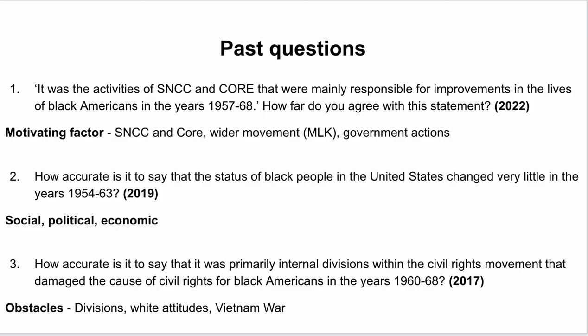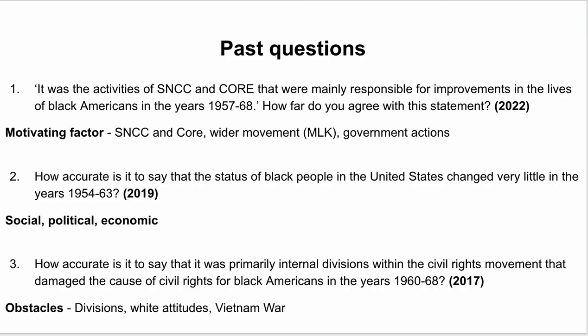Paragraph 1, SNCC and CORE. Paragraph 2, you could talk about the wider movement, Martin Luther King, or you could talk about Malcolm X, the Black Panthers, anything like that. Paragraph 3, you could talk about the government actions, legislation. You could look at the dates. That's really important here, 57 to 68. So you shouldn't talk about the Brown decision, but you could talk about Little Rock, Eisenhower. You could talk about the Civil Rights Act of 64, the Voting Rights Act of 65, maybe the Civil Rights Act of 68 as well.